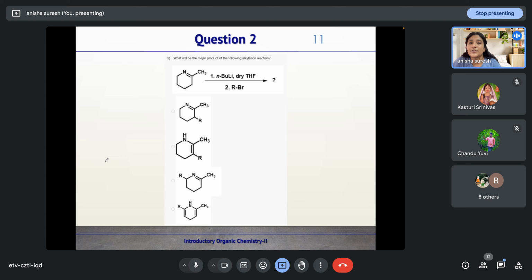Now, coming to the next question. What will be the major product of the following alkylation reaction? So this is an imine sort of a system. Imine will also act similar to that of the ketone. So it is treated with n-butyllithium in presence of dry THF, and then it is quenched with an alkyl bromide. So what will be the major product that is formed?